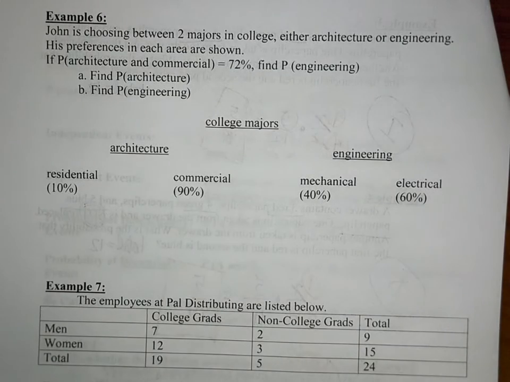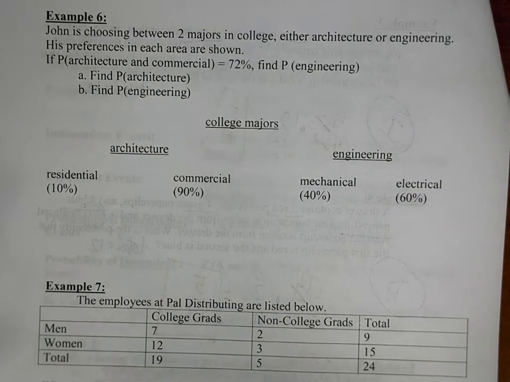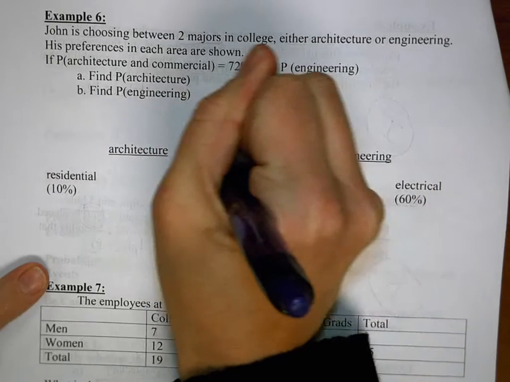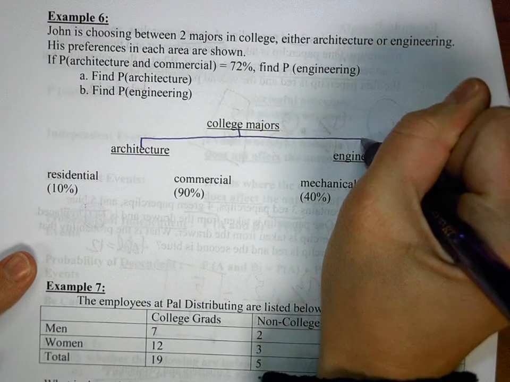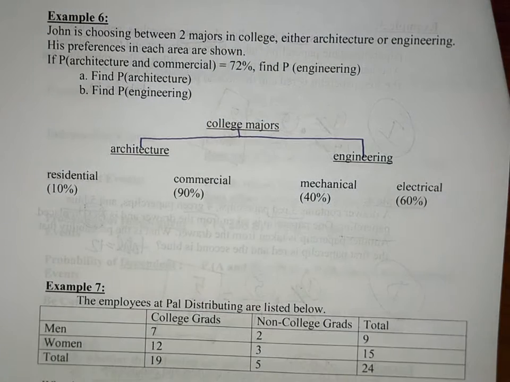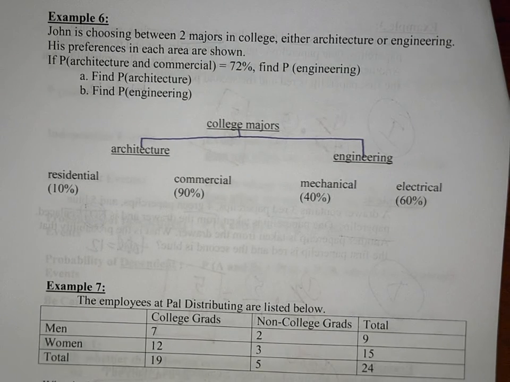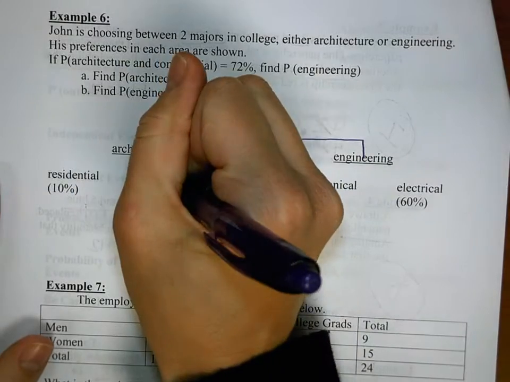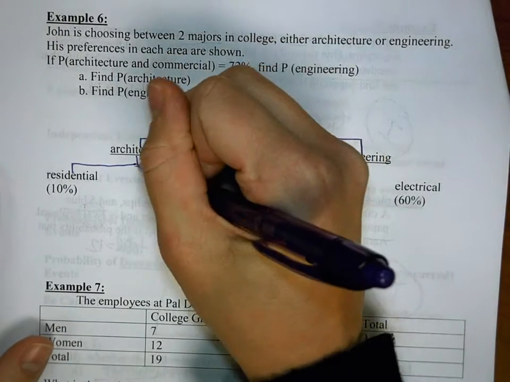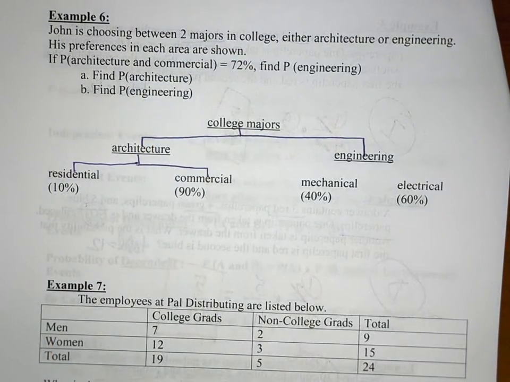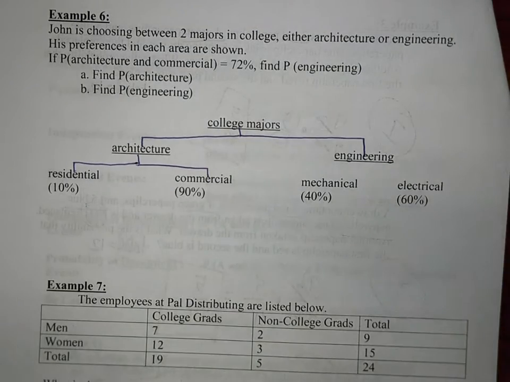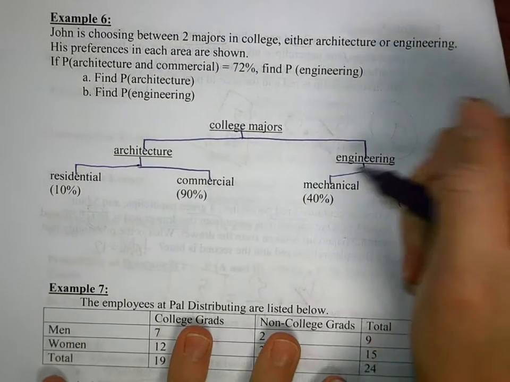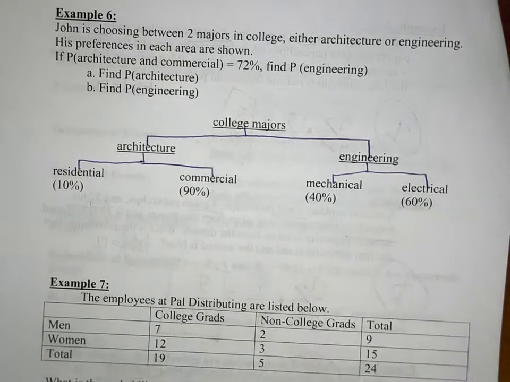Okay, so on example 6, John is choosing between 2 majors in college, either architecture or engineering. All right, so what you need to do is, because I couldn't do this in your notes, you're going to draw those lines. So he's choosing from architecture or engineering. If he chooses architecture, from there he either has to go into residential or commercial architecture, okay? If he does engineering, once he chooses engineering, he needs to choose between mechanical and electrical, okay?